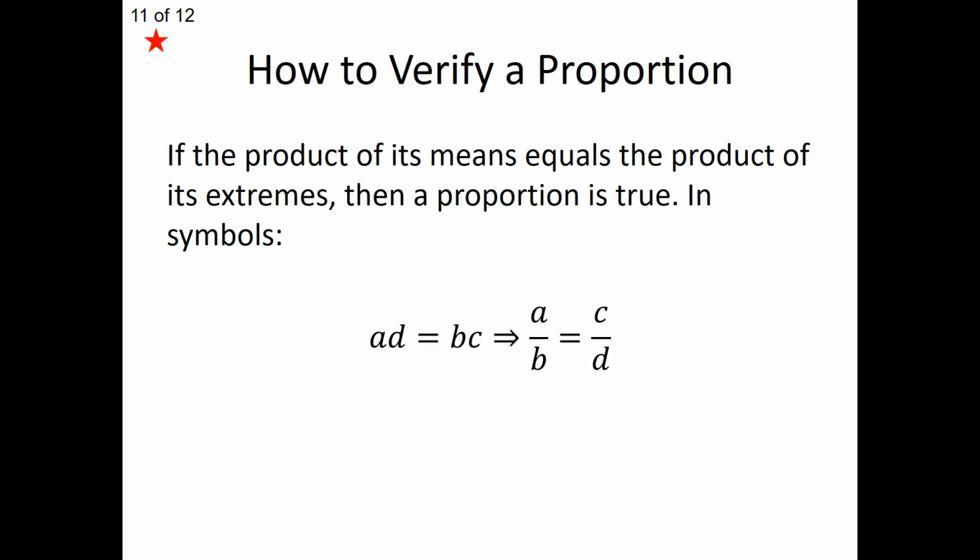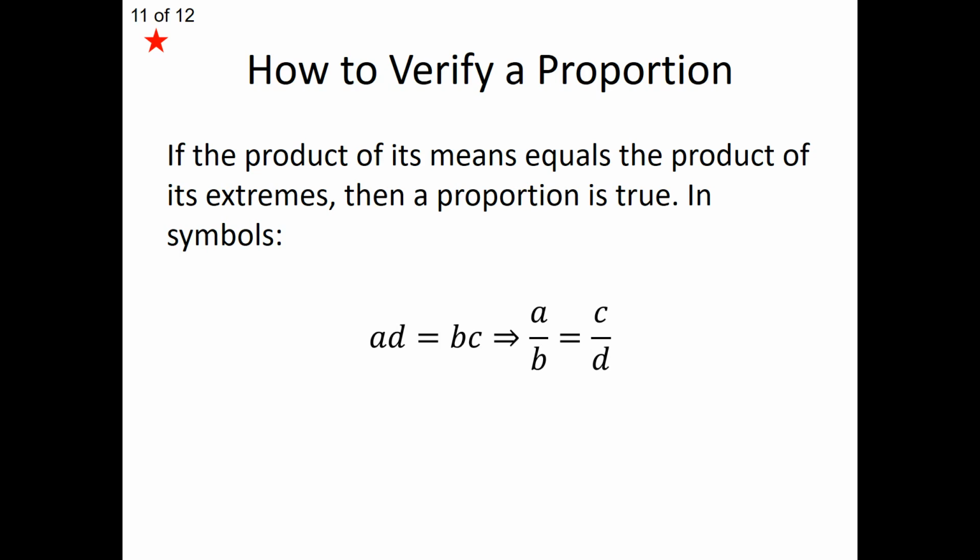Now, how can we actually verify the proportion actually is true? What that means is, okay, so you brought these two ratios together, set them equal. Are they really equal to each other, though? Well, there's a way that we can test this, okay? The way we test this is we find the product of the means and we find the product of the extremes, and if they are equal to each other, then we know the proportion is true.